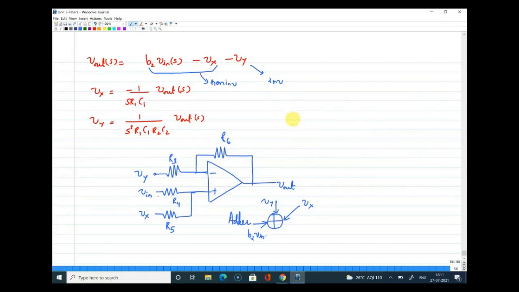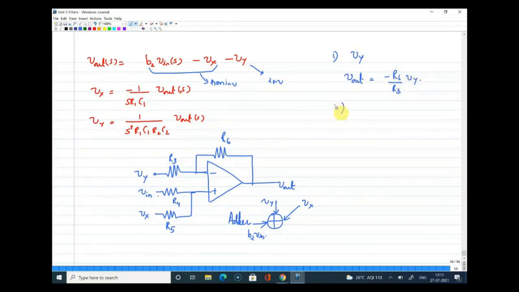Okay, I'll consider one by one. First, I'll consider only Vy. When I consider only Vy, V in and Vx will be shorted. So I can say V out is equal to minus R6 by R3 into Vy. That time the other two terminals, V in and Vx, are shorted.